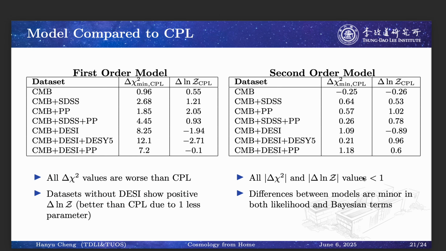And we also compare our model to CPL. For our first order model, the overall delta chi-square values are worse than CPL. But if you look at the delta log Z, the datasets without DESI show a positive delta log Z. This means these datasets are better than CPL due to one fewer parameter. With the DESI datasets, the case is worse than CPL. And for the second order model, we see it is indistinguishable from CPL.